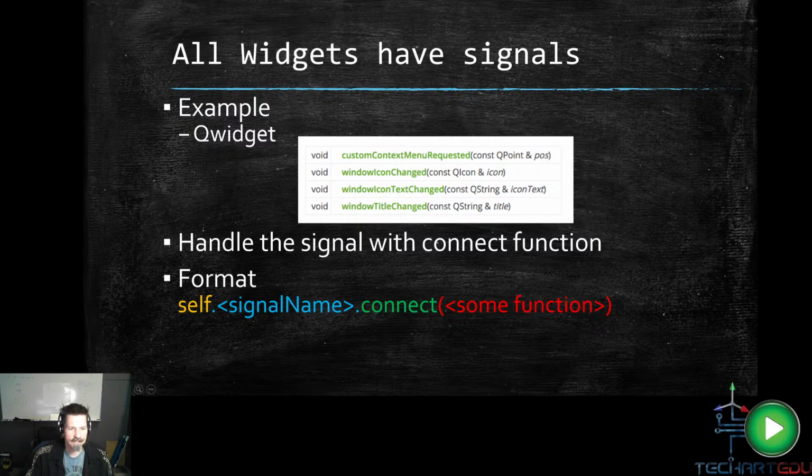And it kind of looks like this. In the format, you go self, and then the name of your signal, and then you connect to some function. Now, this function is going to be a function sitting within your class here. And so it works overall just the same. So let's see how this overall looks.